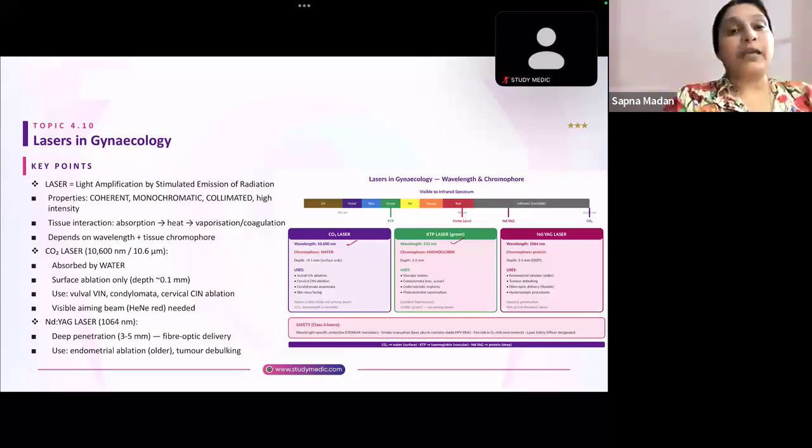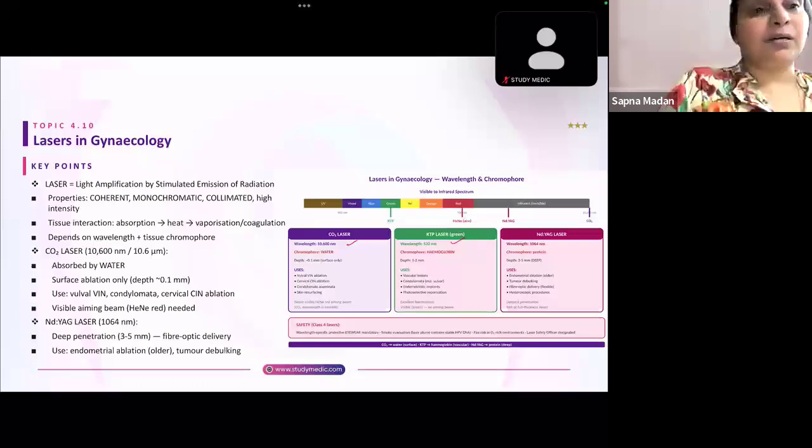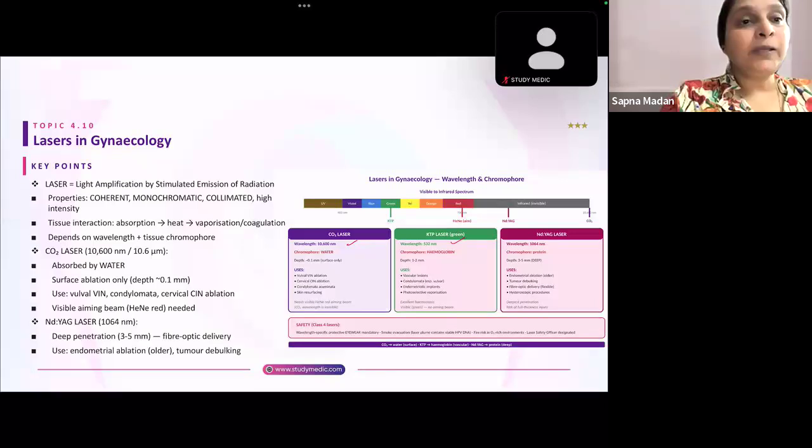Chromophore for KTP is hemoglobin, and the chromophore for ND-YAG is protein. So these are its uses. The CO2 laser is what we use for VIN, for CIN, for condyloma acuminata, and for skin resurfacing, okay? And it is invisible, so you need a visible aiming beam to use the CO2 laser.